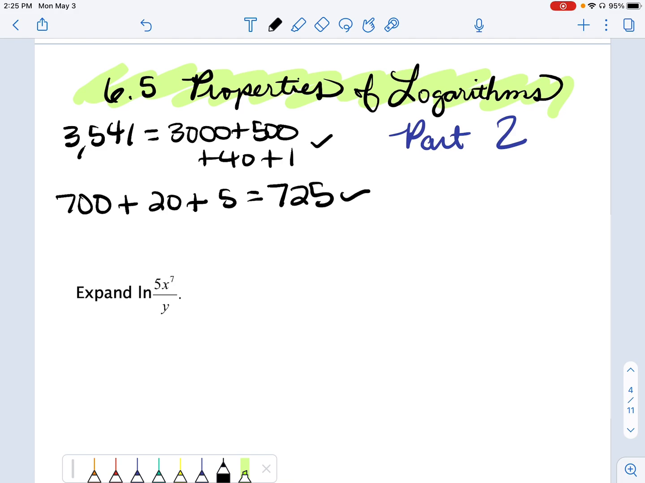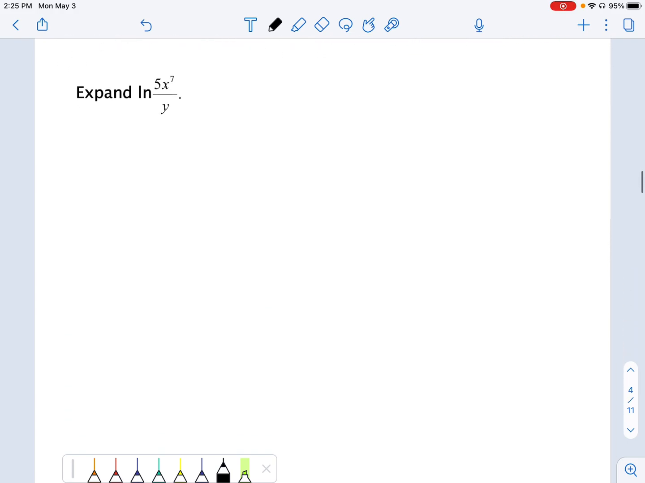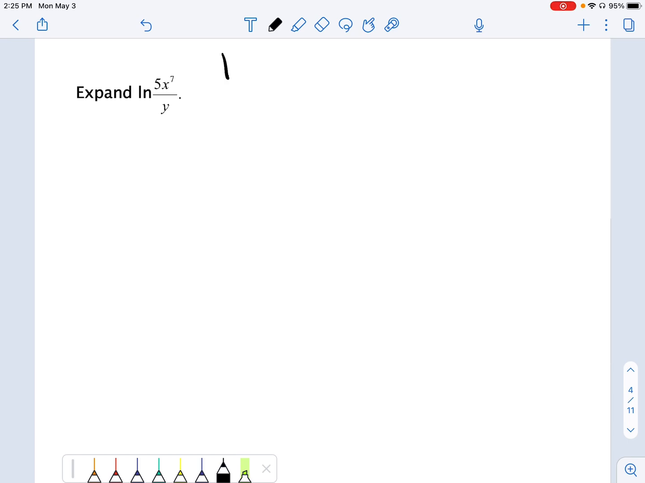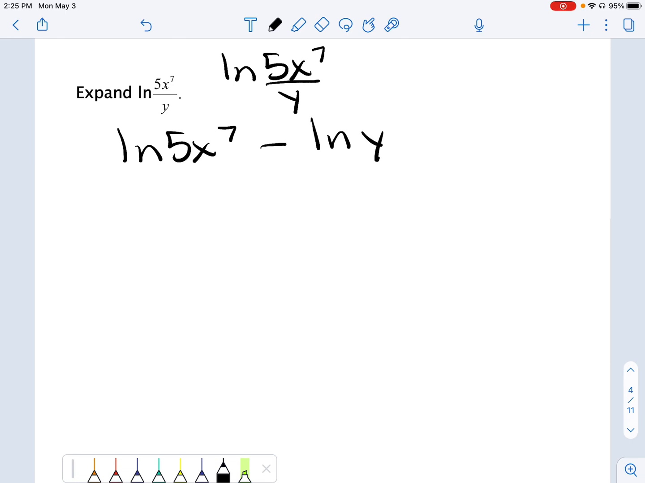So now let's fast forward to high school and let's expand the natural log of 5x to the 7th divided by y. So the first thing I want you to see is the division part. So let's turn that division into subtraction. Natural log of 5x to the 7th minus the natural log of y.